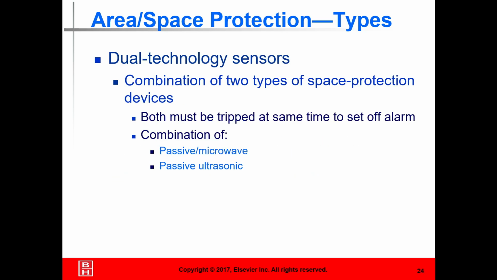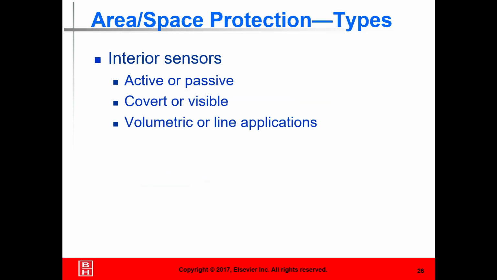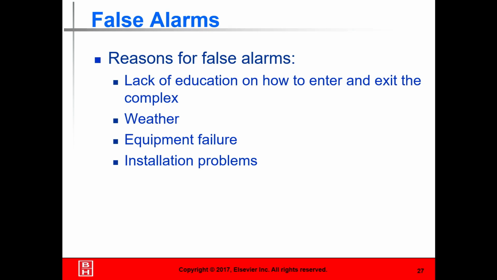Dual technology sensors, commonly known as dual techs, are a combination of two types of space protection devices. The principle of the unit is that both sections of the detector must be tripped at the same time in order to set off the alarm. They draw more current and have some other issues. Interior sensors are generally active and passive, covering visible or volumetric lines of application.